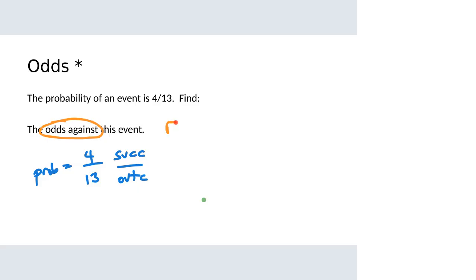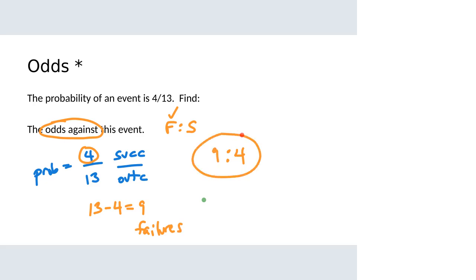And so that means what we need to write is failures to successes. All right, in the problem, I can see there are 4 successes. So I know I'm going to have something to 4, and I just need to figure out how many failures there are. There's 13 things that can happen. I take away the 4 successes. That means there must be 9 failures. And so my odds against this event are 9/4.